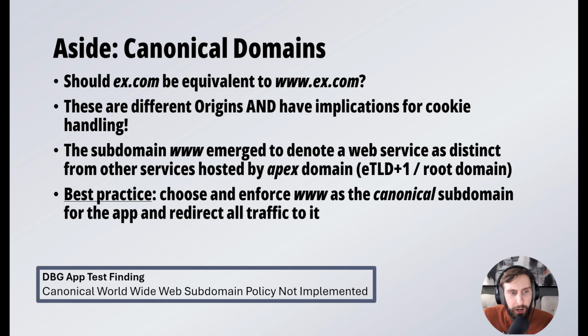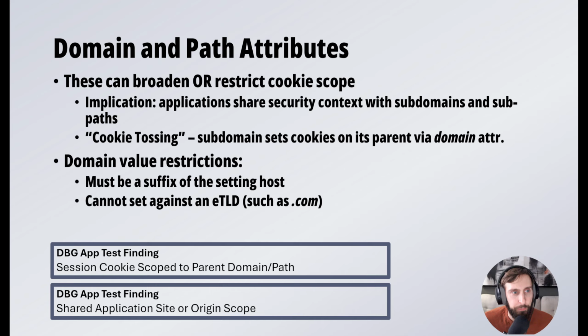So what the common practice is, and the recommended practice, what I'm calling the best practice, is if you have a site that you want to host from a root domain, essentially it's your main application on your main domain, it's best to choose and enforce the use of www as a subdomain, as the canonical subdomain in particular, for all app traffic. And any attempts to access the root domain as opposed to using www should be redirected to the www variant. And we do actually at DBG have a finding for this that is worth reporting in some situations, and that is canonical World Wide Web subdomain policy not implemented.